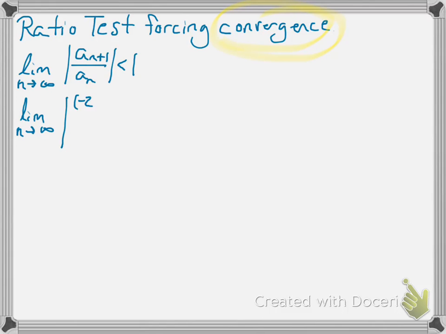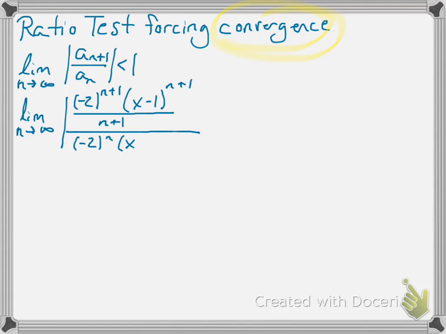So let's go ahead and plug in the a sub n plus 1 term. Notice I've replaced the n's with n plus 1s. And then I rewrote the a sub n expression and wrote it as a quotient. Now I'm trying to force it again still to be less than 1. So now I'm going to clean this up. I need to figure out when this is true.